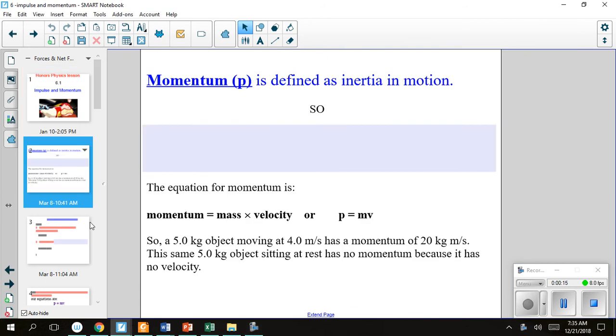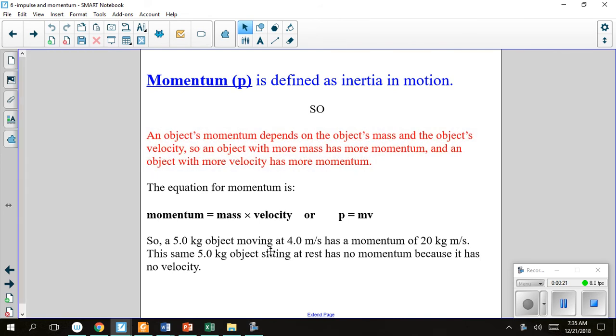Alright, so momentum. This is defined as inertia in motion. So anytime something has mass and velocity, we're going to have momentum. You need the combination of the two. So if you have two objects that are exactly the same, so 5 kilogram objects, one's at rest and one's at 4 meters per second, the one that is moving is going to have momentum. They're going to have a momentum that's equal to their mass times their velocity.